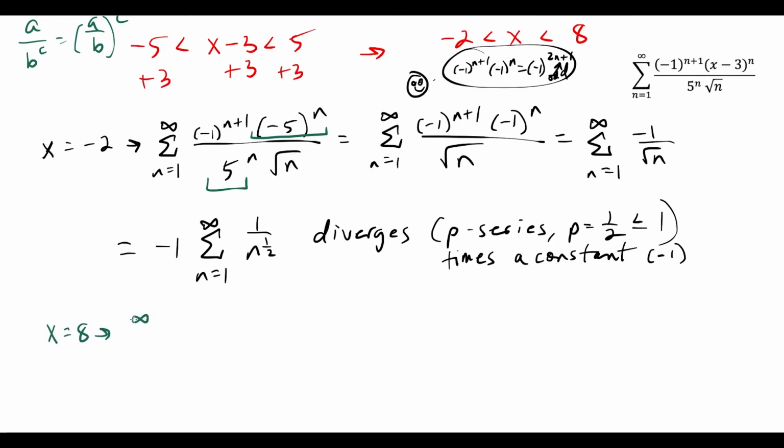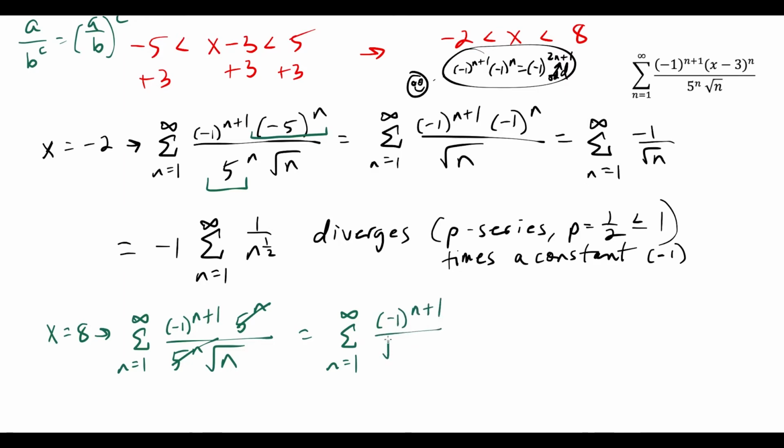And when we replace x with 8, we're going to have the series from n equals 1 to infinity. We have negative 1 to the n plus 1. And now plug in x equals 8, and that's going to give us 8 minus 3, which is going to give us 5 to the n power on top. And on bottom, we have 5 to the n times square root n. So this time around, 5 to the n just cancels out nice and cleanly. And we're going to be left with this in our series. So we have the series from n equals 1 to infinity of negative 1 to the n plus 1 over the square root of n.